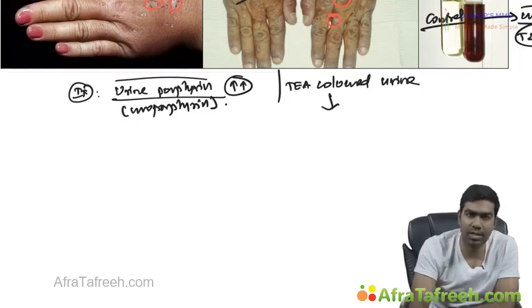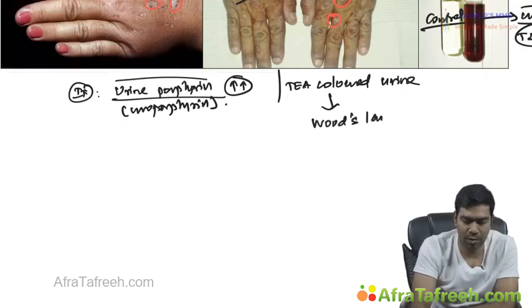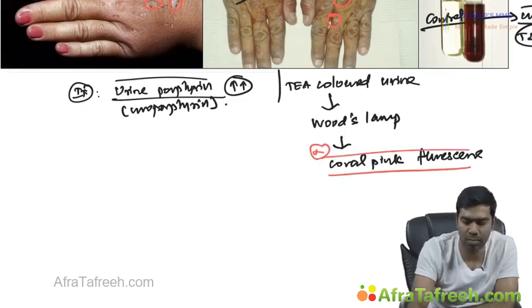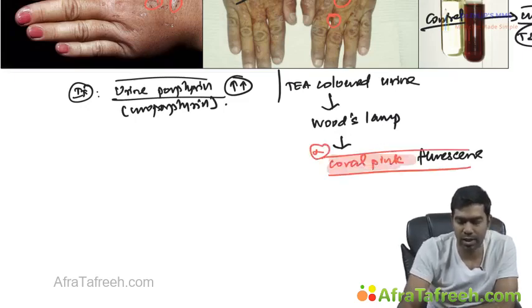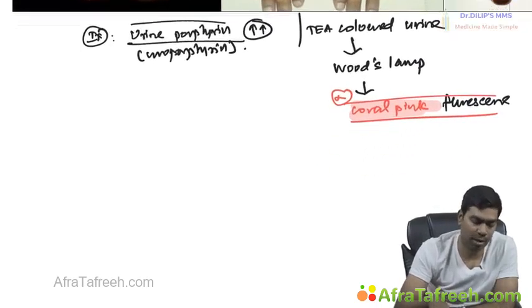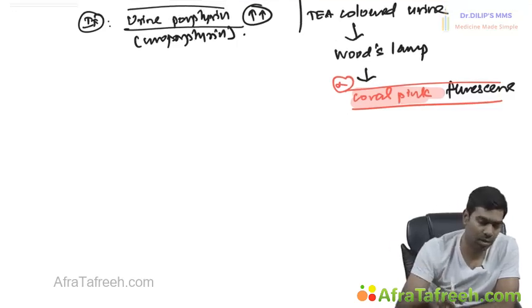And if you put this tea-colored urine in Wood's lamp, it will show something called a coral pink fluorescence. Very important point for the exam. You are going to develop a coral pink fluorescence, which is again typically very, very important. So this is what is going to happen in the Wood's lamp when you put this urine.